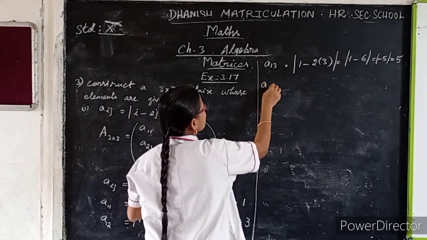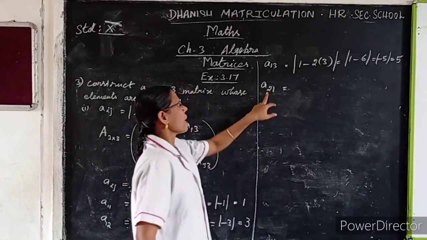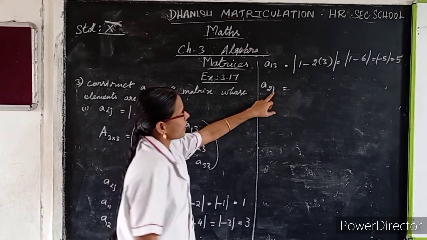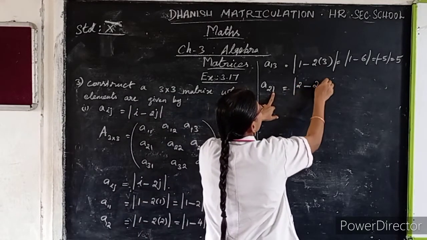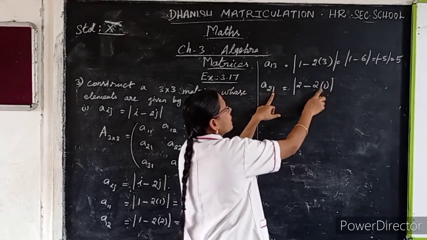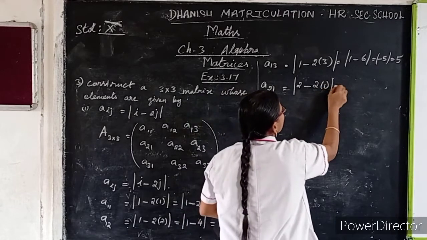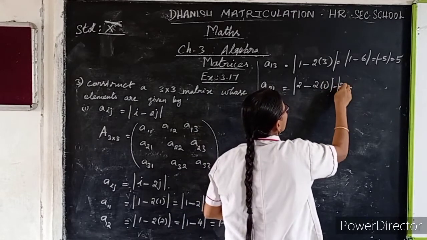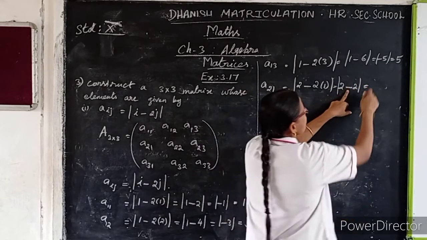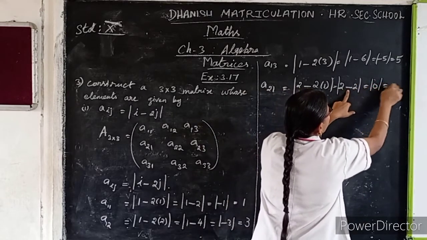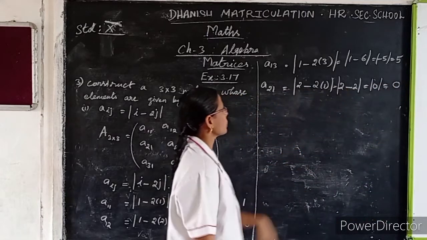Next A21. Here i is 2, j is 1. 2 minus 2 into 1. 2j means 2 into 1. So 2 minus 2 ones are 2. 2 minus 2 is 0. Modulus of 0 is equal to 0.